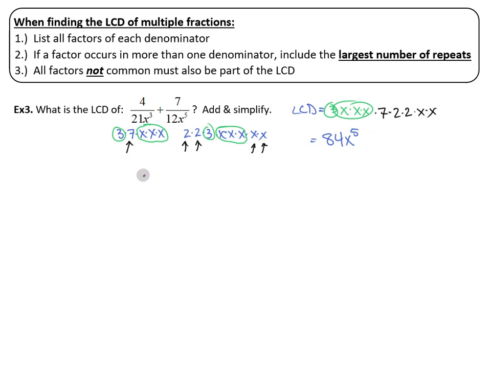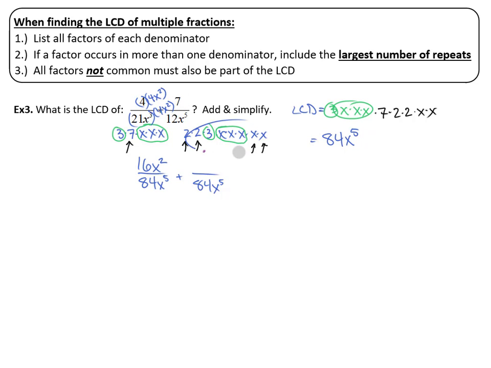So if we were making our equivalent fractions, we'd put them both over 84x to the 5th. Pretty big, ugly denominator, but that is the least common one, which would give us less simplifying in the end if possible. So what would I need to multiply by? Well, notice this one was missing 2 2's and 2 x's. So let's multiply it by the missing 2's. 2 times 2 is 4. And the missing 2 x's, x squared. So we're multiplying the whole top and bottom by 4x squared. So the top gives me 16x squared.